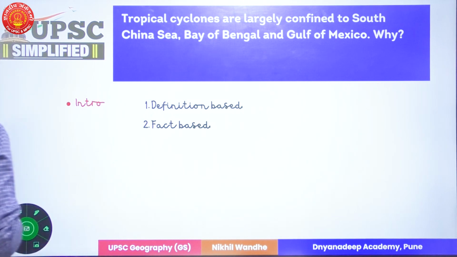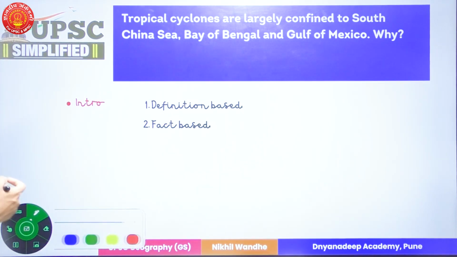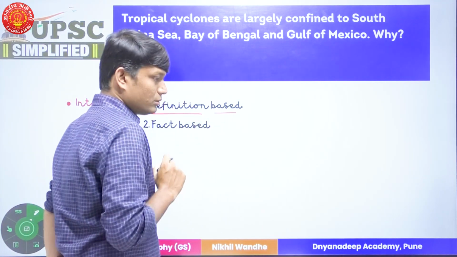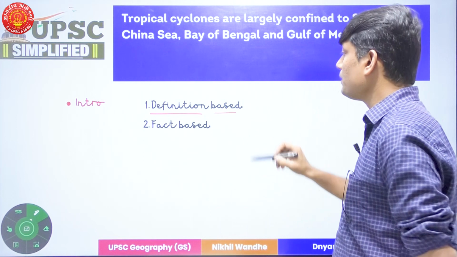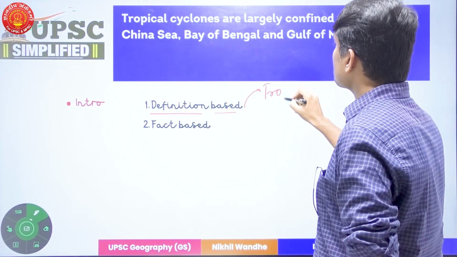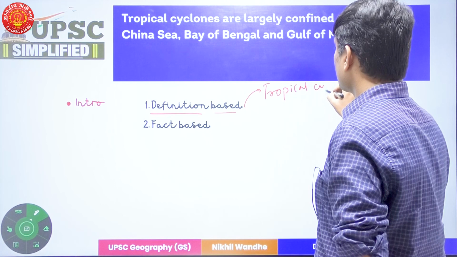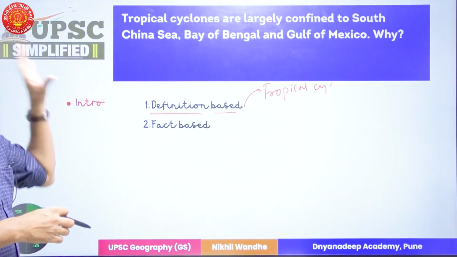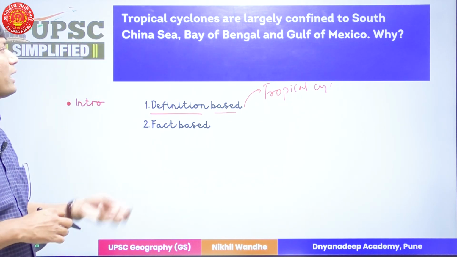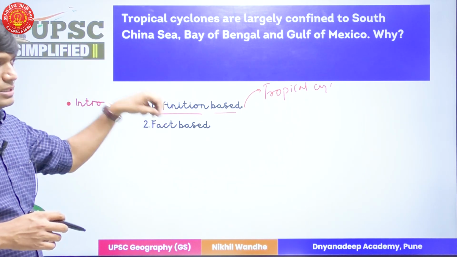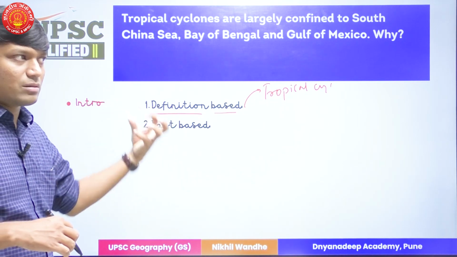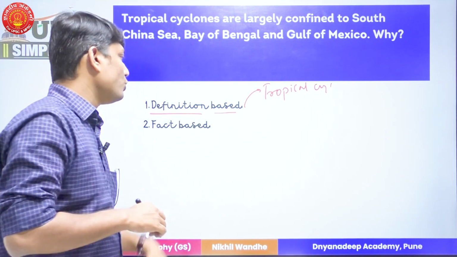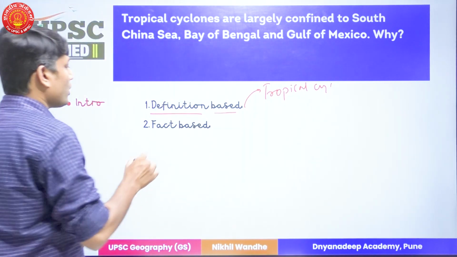Now coming to the introduction for this particular question, your introduction can be based on a definition. What can you define here? Simply, you can define tropical cyclone. You can say that tropical cyclones are low pressure systems. At the center of this system, there is extremely low pressure and there is high speed wind. That can be your approach while starting this question.